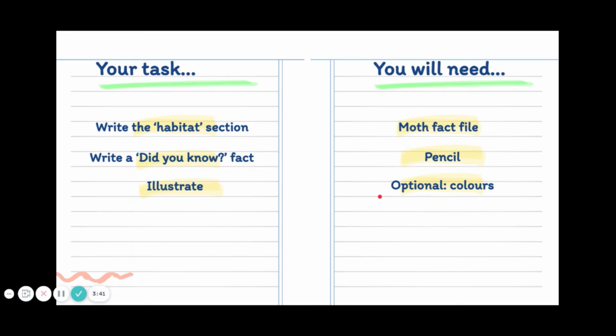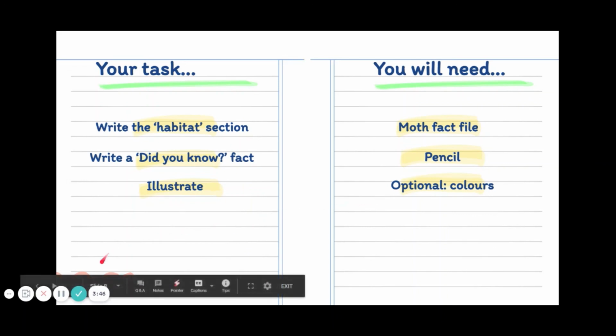Please keep them safe for tomorrow, as we will be looking through them and editing them with the writing stamp. Great work, everybody!